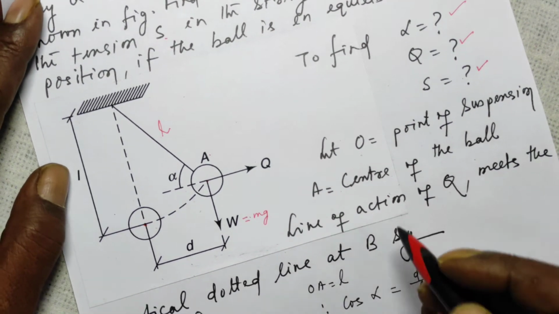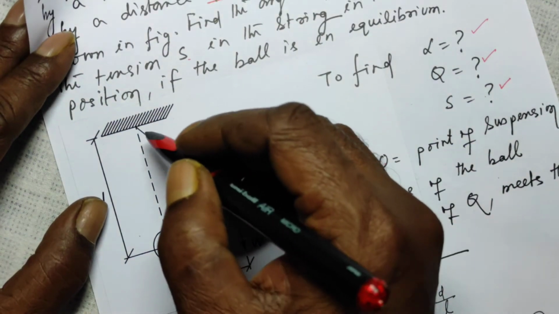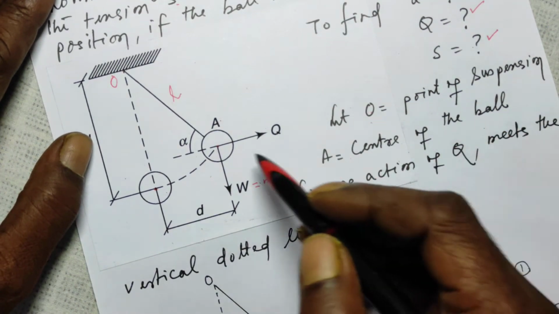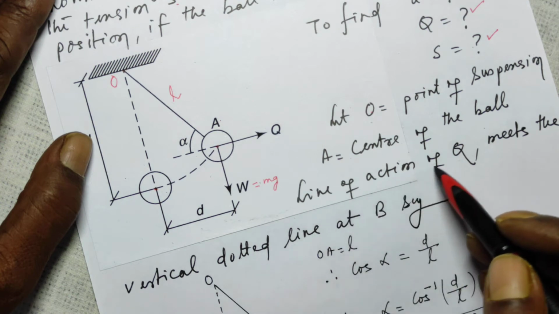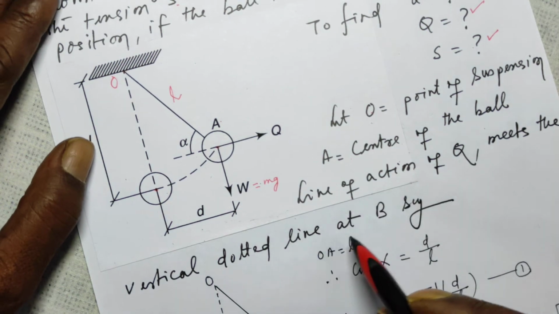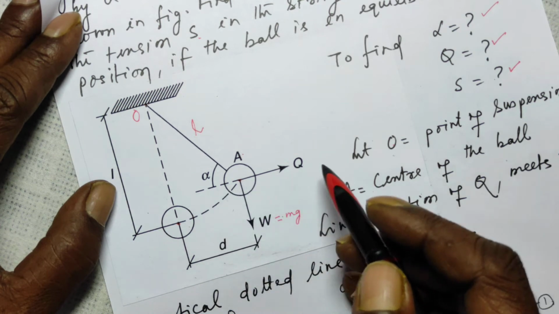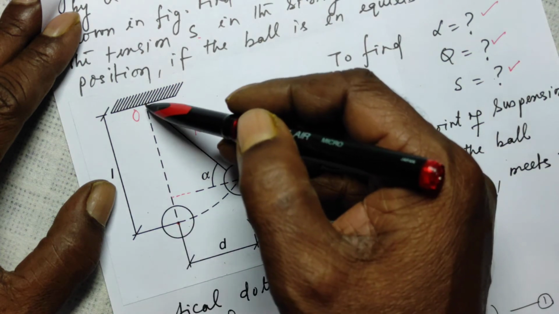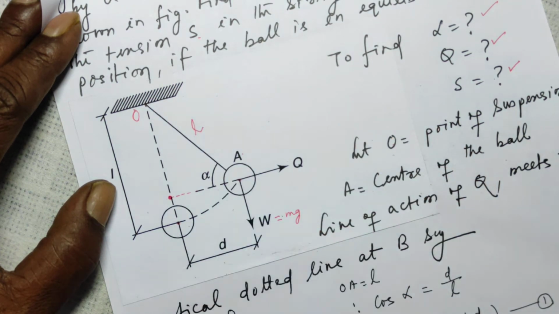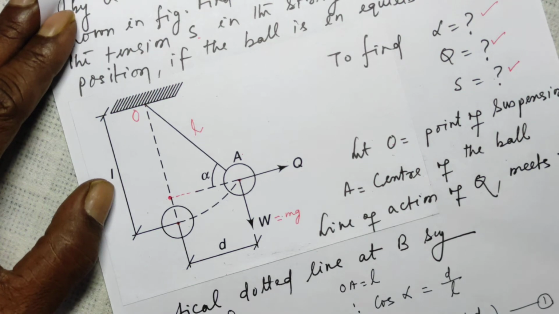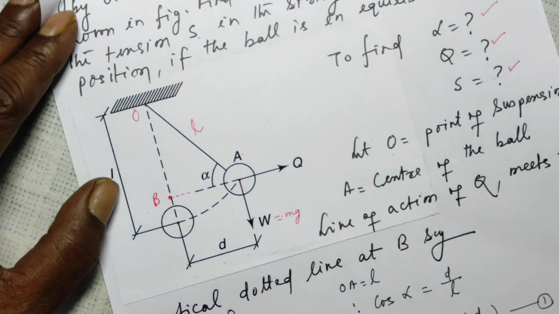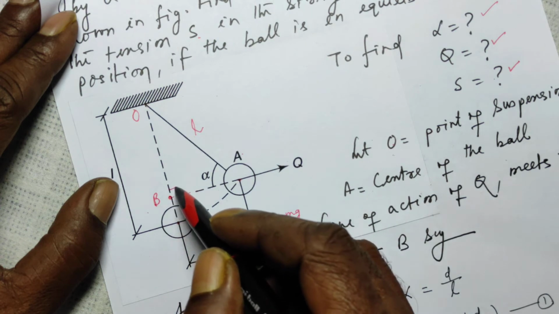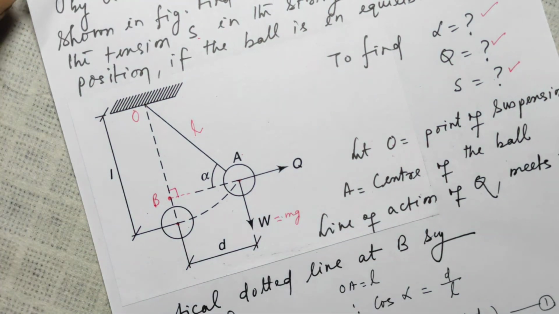Now let O be the point of suspension, and this point is O. A is the center of the ball. The line of action of Q, if you produce it to this side, will meet this vertical dotted line at this point, and let this point be represented as B. So we have a triangle now, ABO, right angled at B.